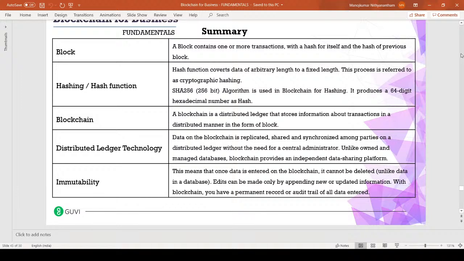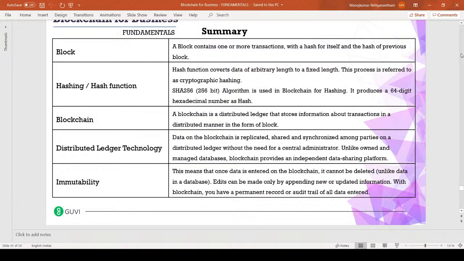Distributed ledger technology: data on the blockchain is replicated, shared and synchronized. Synchronized means the change that is happening in the data is informed at the same time the change happens. The way we watch a cricket match and get updated at the same time the ball is bowled and the run is scored, that is a synchronized approach. The same way, a blockchain approach is also the same. The data is replicated, shared among parties and also synchronized.